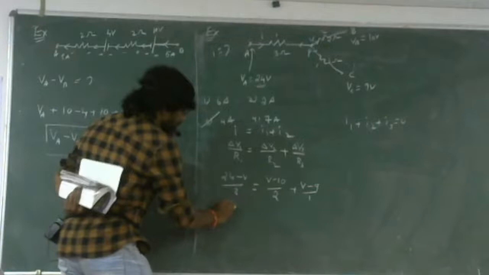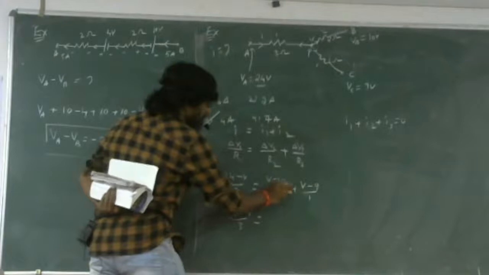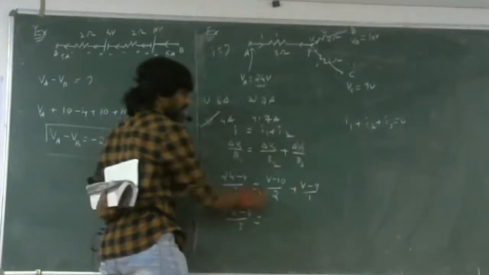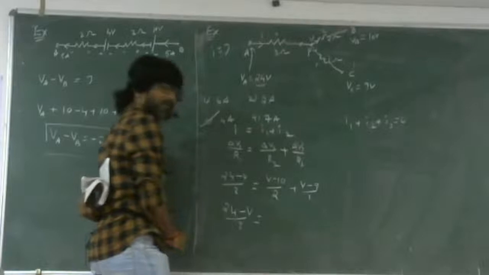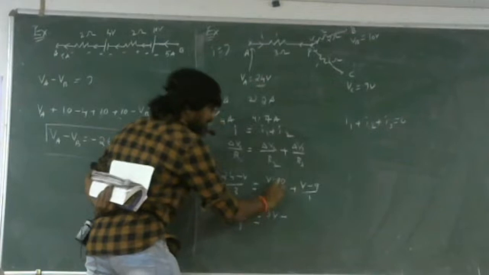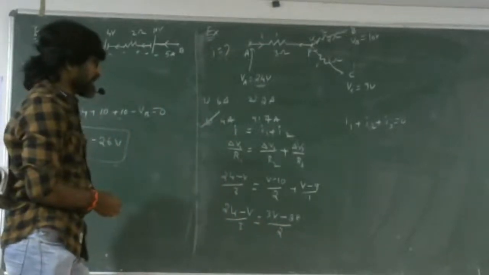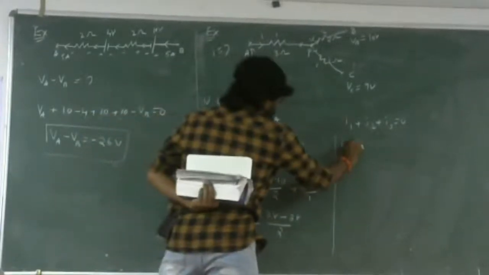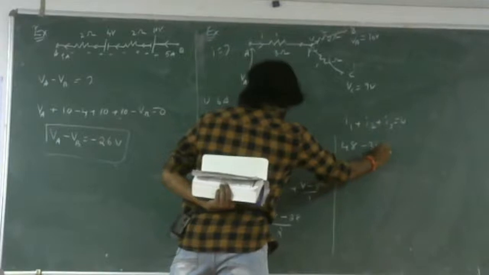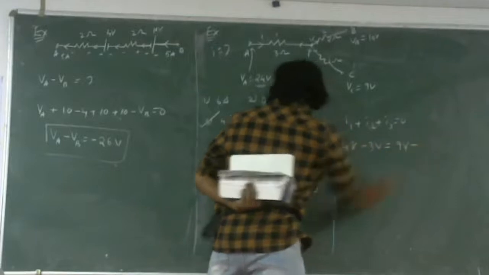So what is this? 24 minus V by 3 is equal to V minus 10. If you take the LCM here, it is 2V minus 18. So directly you can take it as 3V. What is this? Minus 10 minus 18, minus 28 by 2. Again, cross multiply and simplify further. And what will you get? 48 minus 3V is equal to 9V minus 3 times 28.